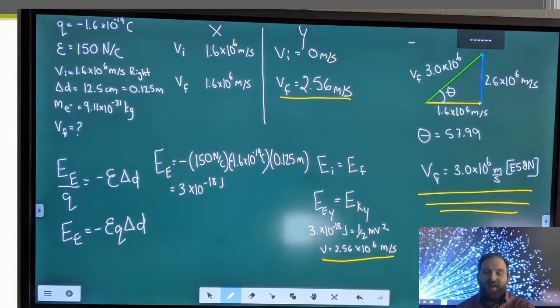And then depending on how you want to write the direction, you could write it as east 58 degrees north. You could write it as right 58 degrees up. You could write it as north 32 degrees east. As long as you define your coordinates, I'm okay, and anyone should be okay with the way you want to write it. It's just that some people have specific ways that they like writing it.